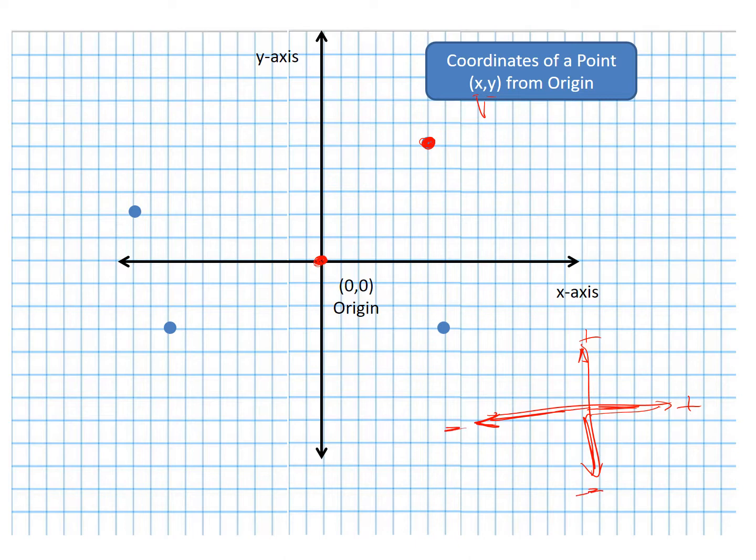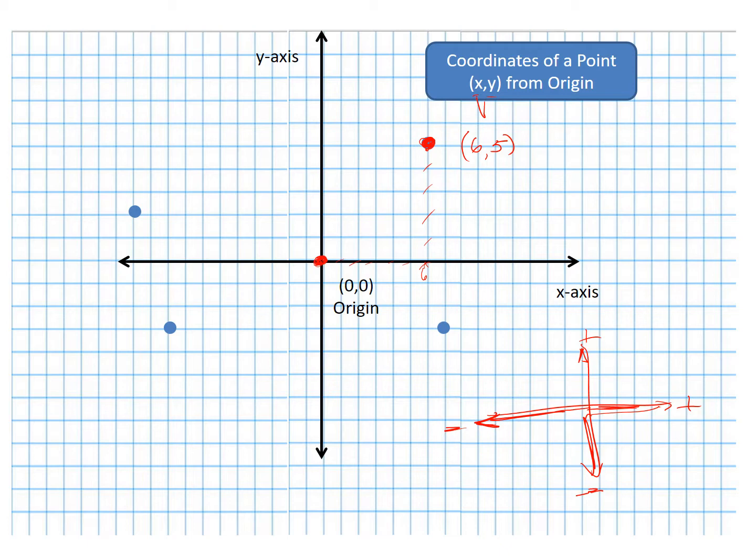I'm going from the origin to this red point up here. So I'm going to go 1, 2, 3, 4, 5, 6 to the right. So I've moved 6 places to the right. And remember, the first number tells me how far I went to the right, so I put a 6. Now from here, I'm going to go up 1, 2, 3, 4, 5 to get to this point. So the coordinates of that are (6, 5).